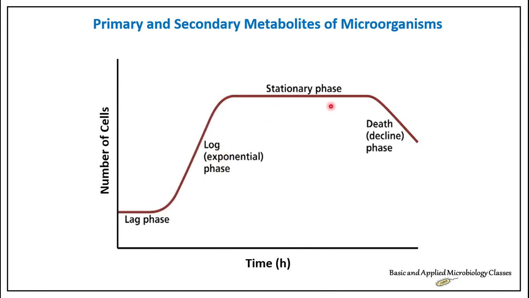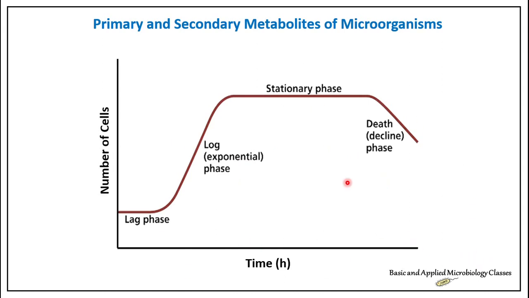The third phase is the stationary phase. Here we can see with the help of this curve that there is no increase in the number of cells. The number of cells is constant here, right? So this phase is called the stationary phase. And after the stationary phase comes the death or decline phase. As in the log phase there was an exponential increase in the number of cells, in the same way in the death phase there is a rapid decrease in the number of cells. Okay, so this is all the information about the growth curve.